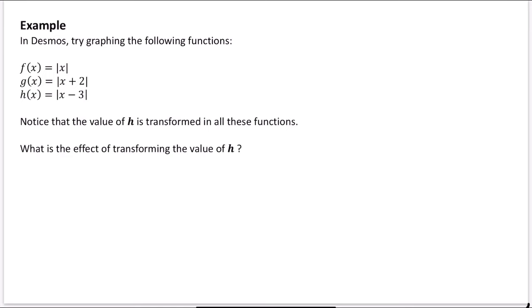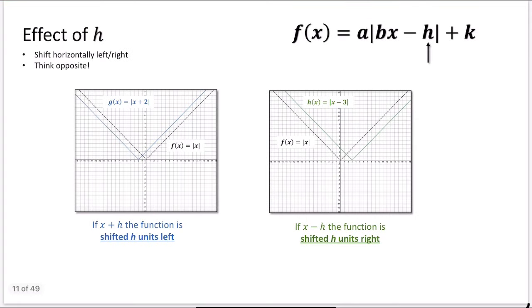Notice that in these functions, I'm transforming the value of h. So let's think about what happens when we transform the value of h. So here I have my screenshots. Well, notice that when I have the absolute value of x plus 2, my graph actually goes to the left, right? So that horizontal change is what I told you.